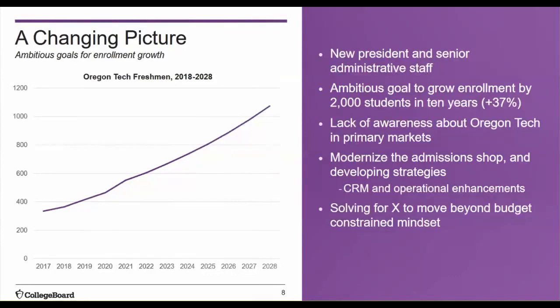Given the demand of STEM programs and the strong value proposition, Oregon Tech ought to be a land of abundance with milk and honey flowing through campus. However, investments to modernize the admissions shop, institute best practices in search and recruitment, and a lot of heavy lifting on system implementations, integrations, and data management has been needed to get us on the right track.